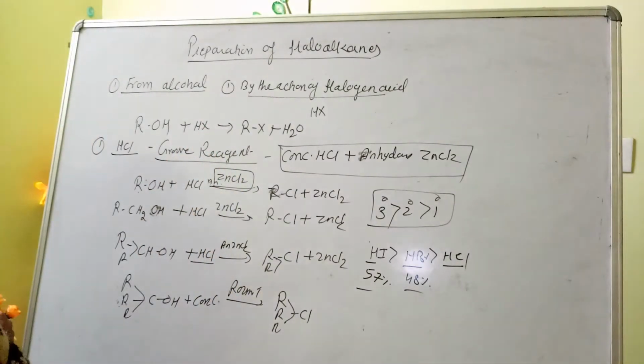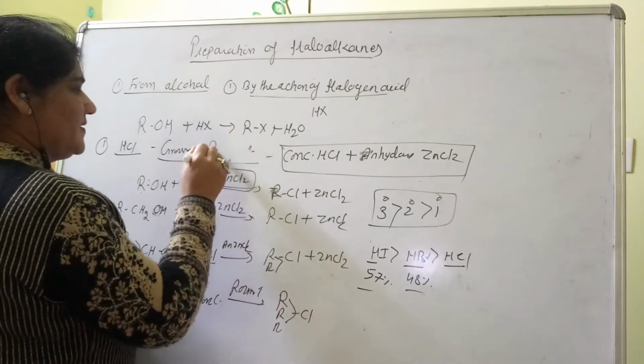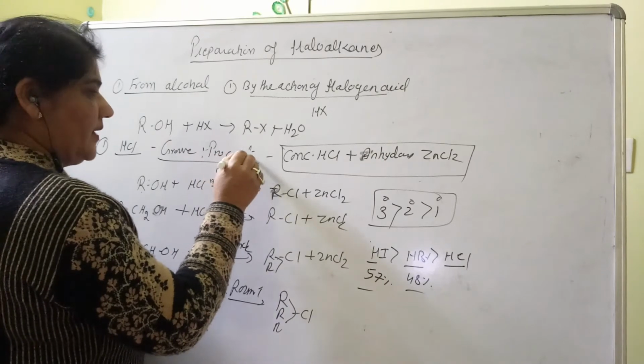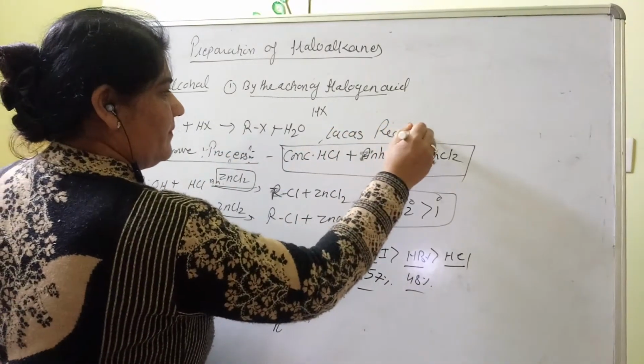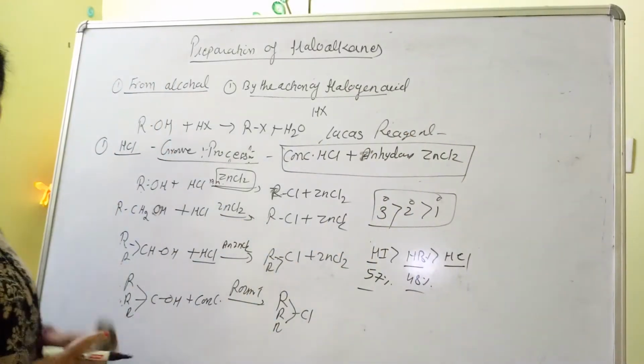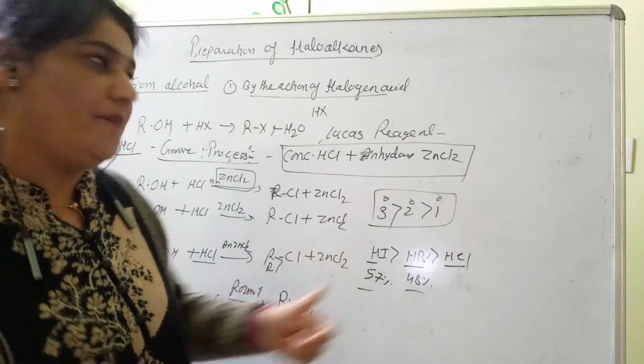Now the second reaction, this is the Groove process. This is called Lucas reagent. With tertiary the reaction is very fast, then secondary and primary.